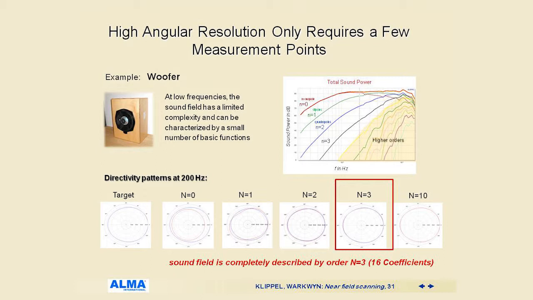N equals 10 is redundant. We don't get much gain. So you can see that the sound field is completely described by an order of 3, which requires 16 coefficients, which is approximately 25 points.